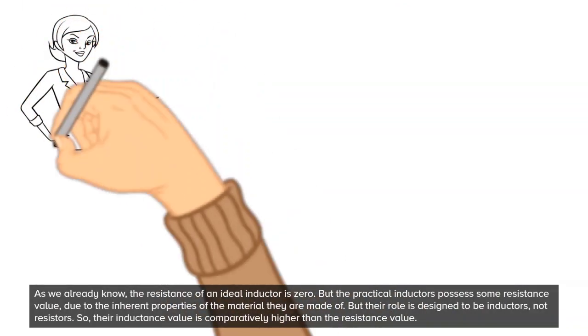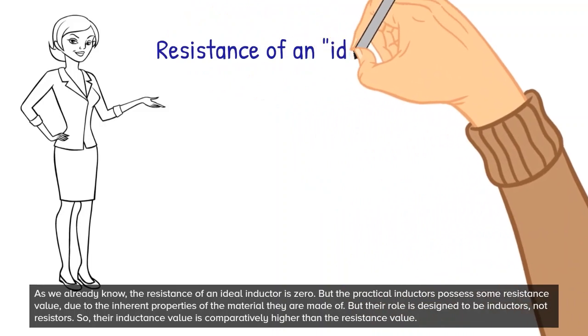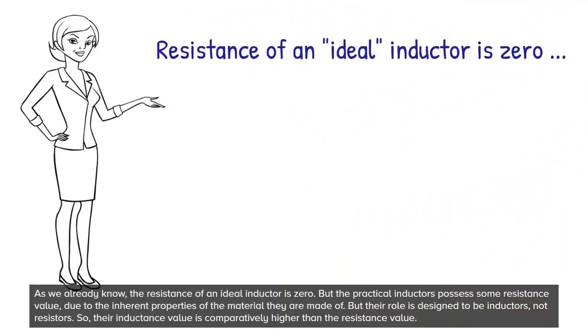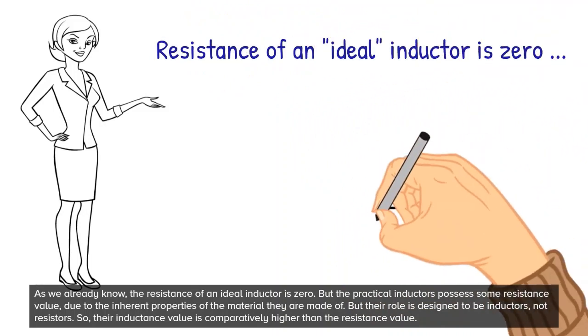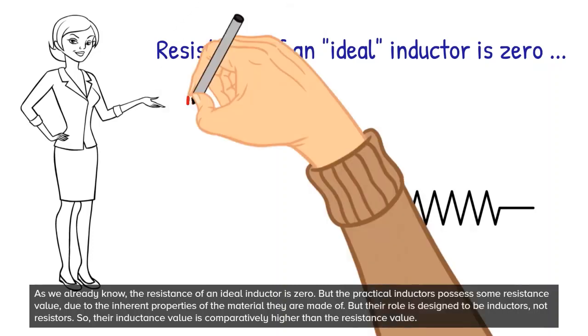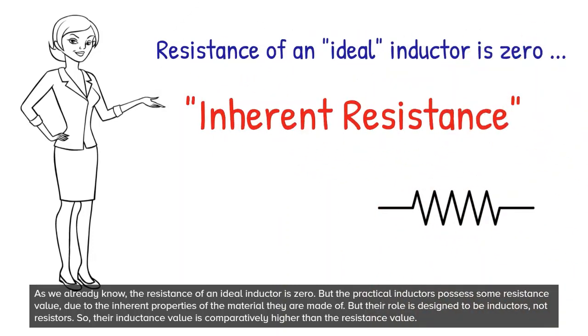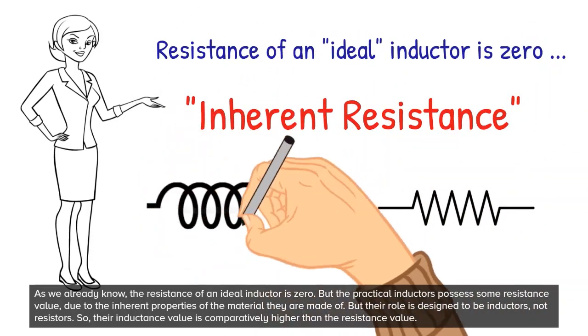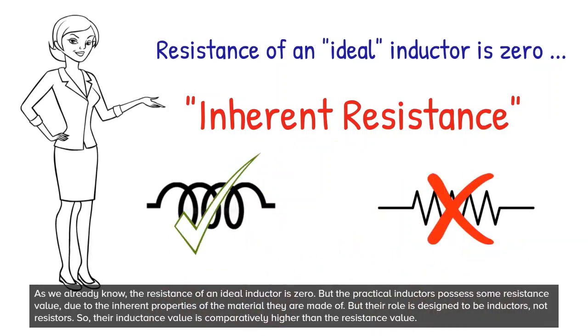As we already know, the resistance of an ideal inductor is 0. But the practical inductors possess some resistance value, due to the inherent properties of the material they are made of. But their role is designed to be inductors, not resistors. So, their inductance value is comparatively higher than the resistance value.